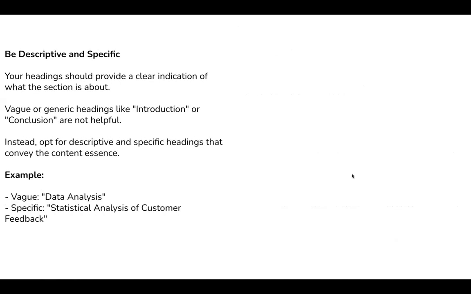So how to craft effective headings in technical writing? Let's go over those in this section. The first thing you need to do is be descriptive and specific, right? Your heading should provide a clear indication of what the section is about, which means you should avoid using vague or generic headings like introduction or conclusion.